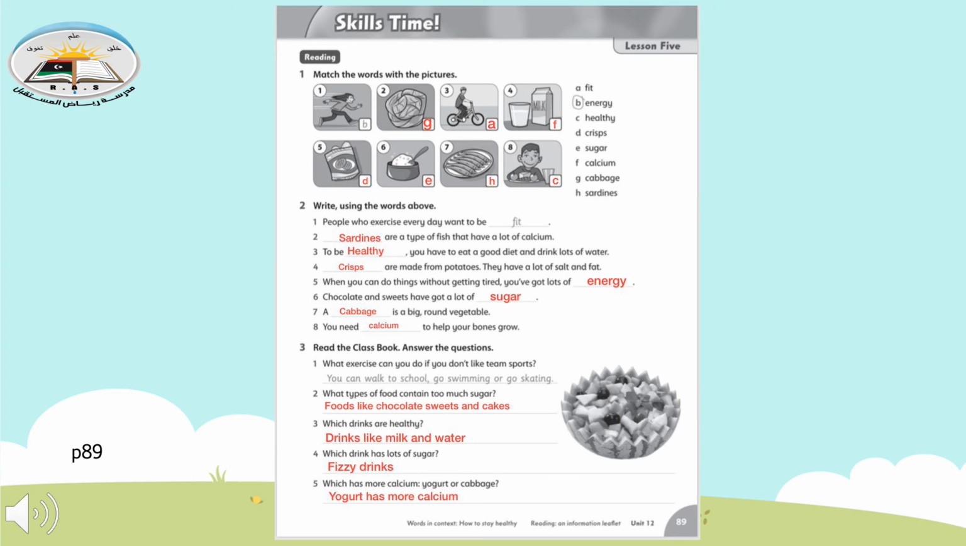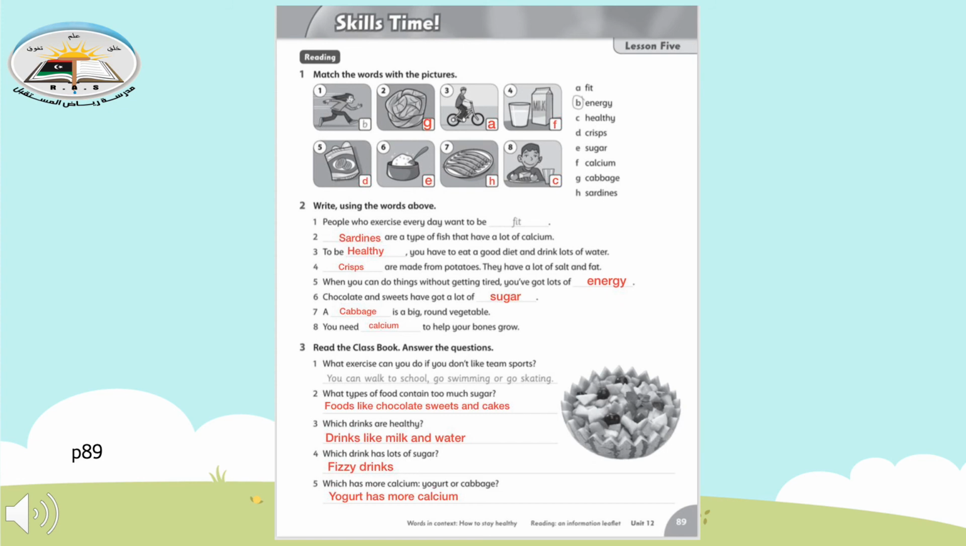Riyadh Al-Mustaqbal School English course, grade 4, workbook, page 89. Open page 89 and let's answer the questions together. Lesson 5, reading. So the questions we're going to answer are connected to the reading lesson in your workbook, Unit 12. Now we have number 1. Match the words with the pictures. Number 1.